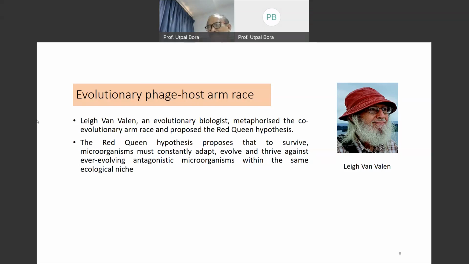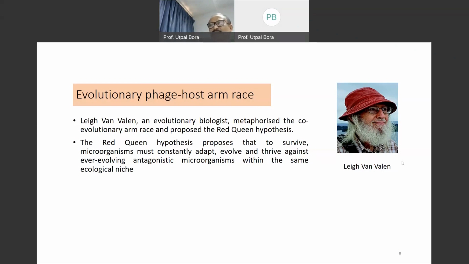Anyway, now this concept is required to understand that the bacteria is evolving against the attack of the virus. Okay. If it doesn't, it will perish. It has to keep pace with the tricks the virus plays.